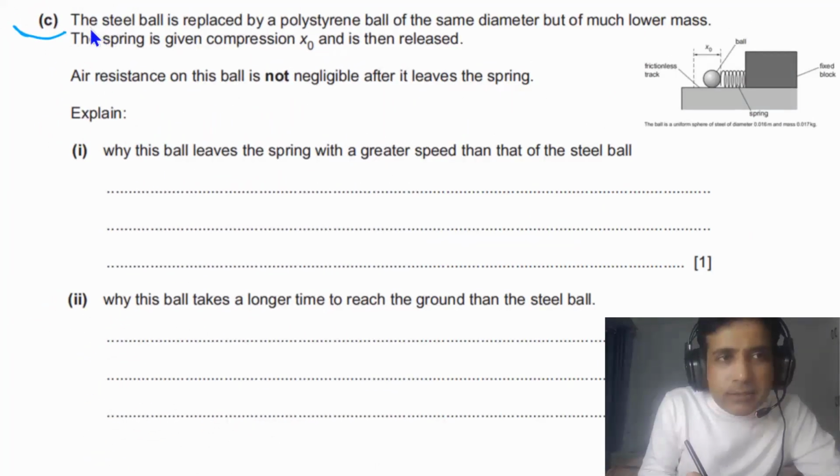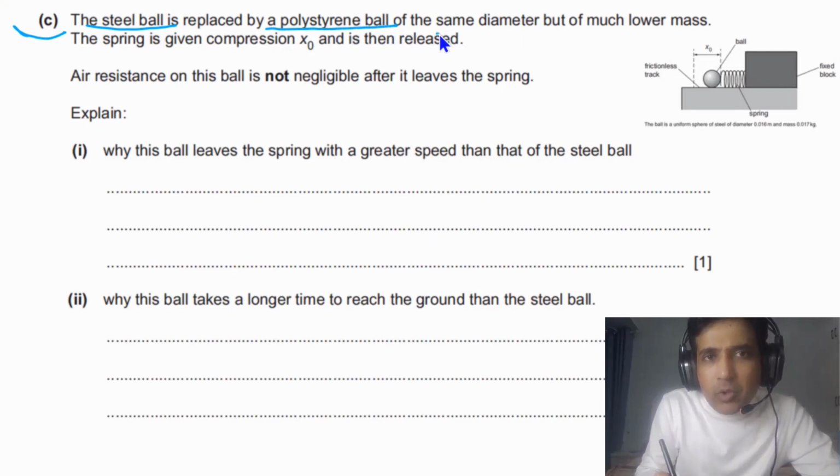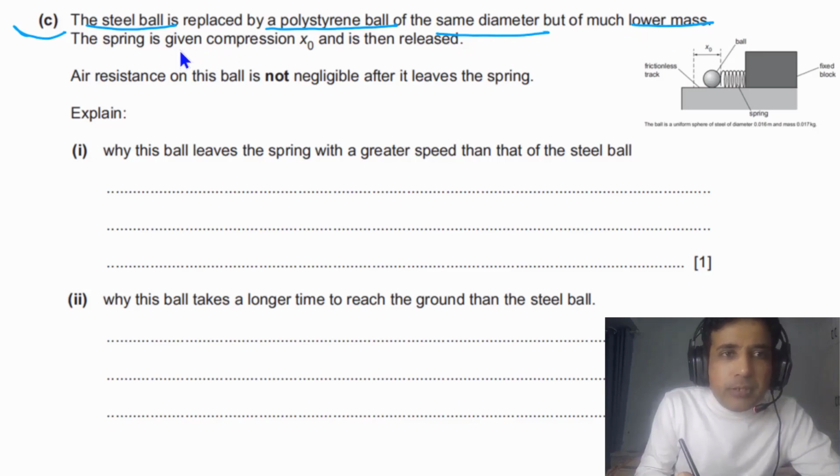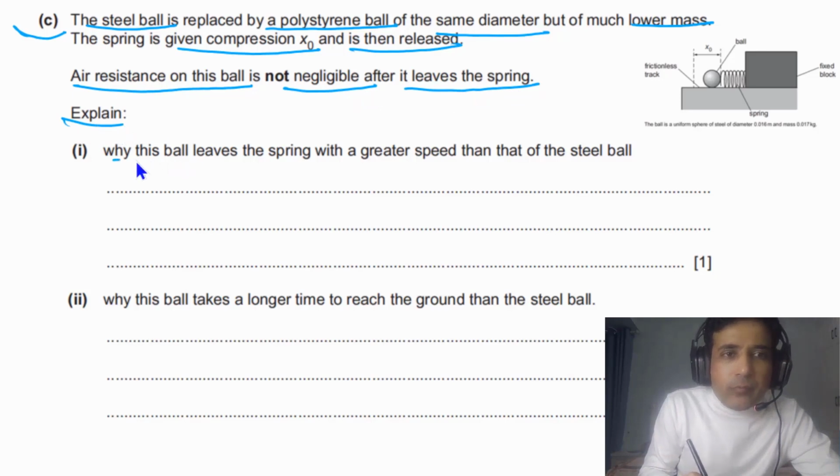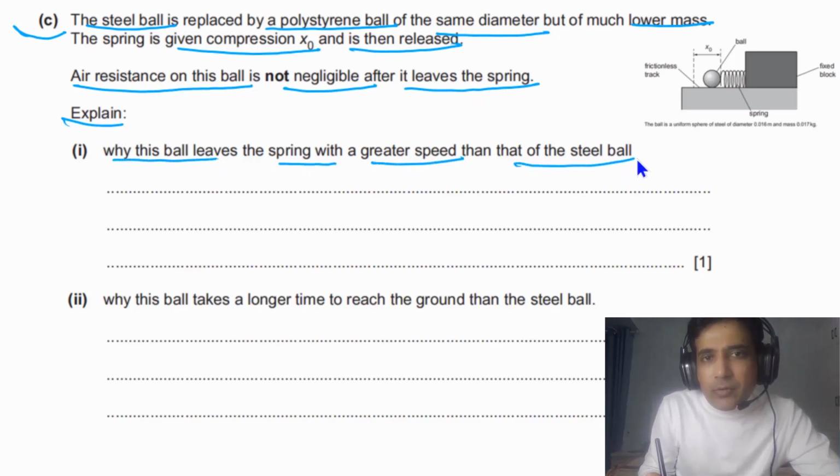For part C, it is given to us the steel ball is replaced by a polystyrene ball of the same diameter but of much lower mass. The spring is given compression x0 and is then released. Air resistance on this ball is not negligible after it leaves the spring. We need to explain why this ball leaves the spring with a greater speed than that of the steel ball.